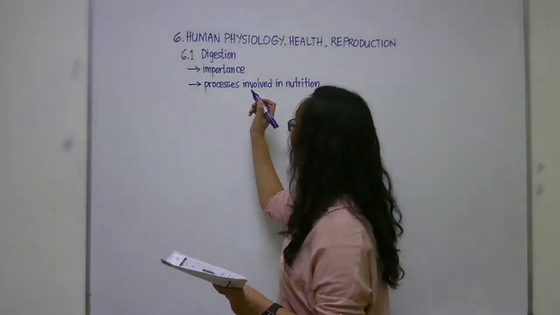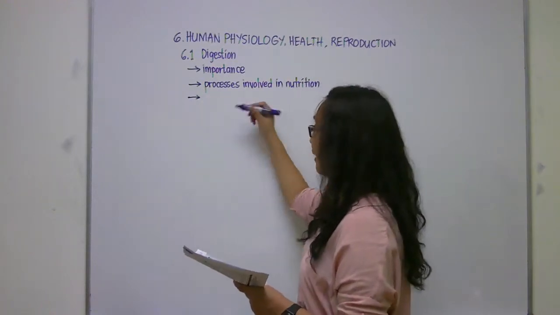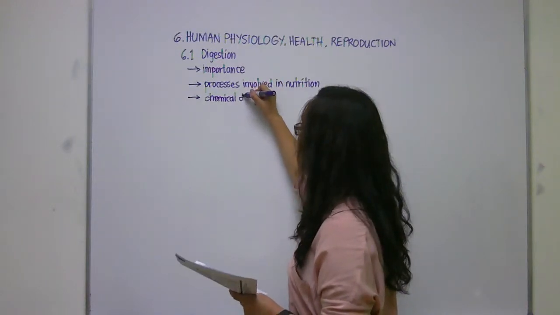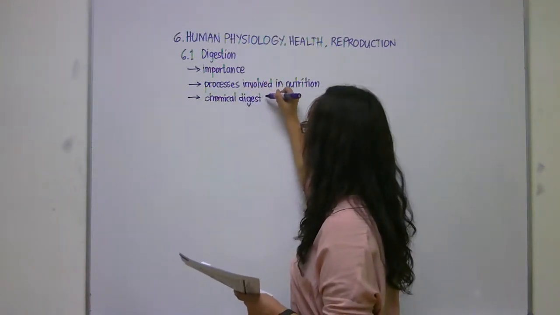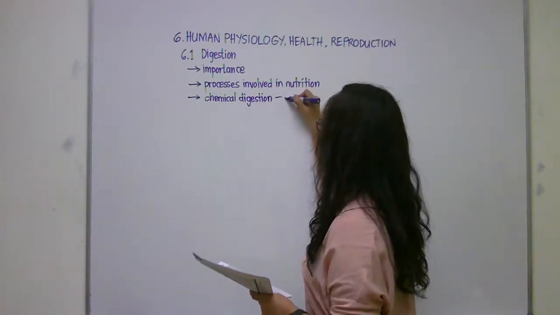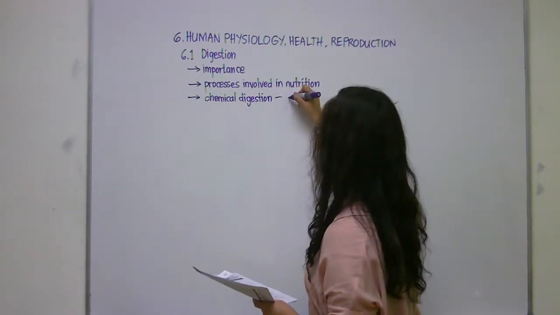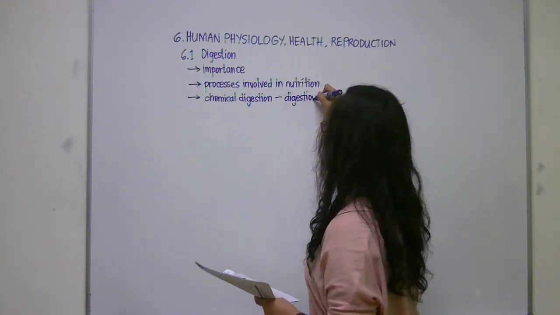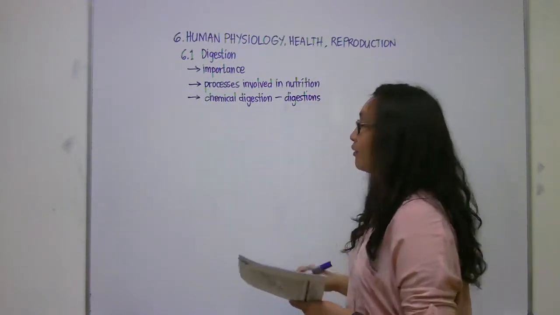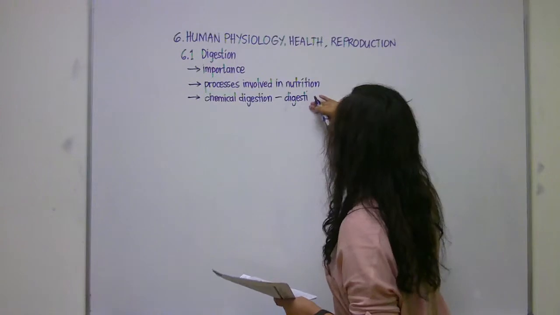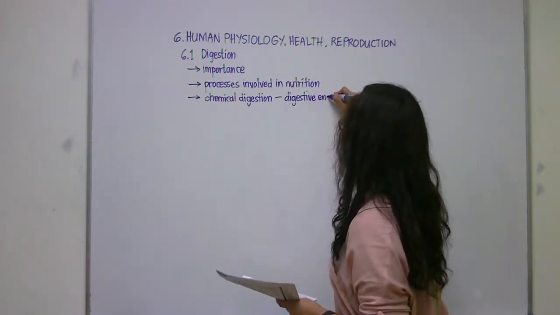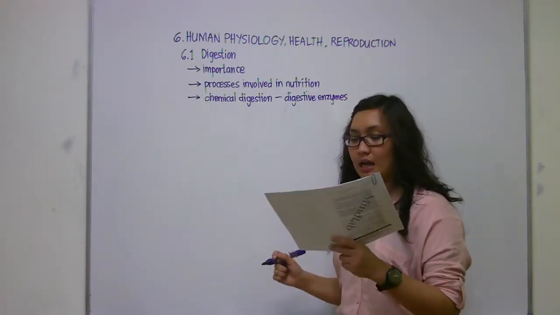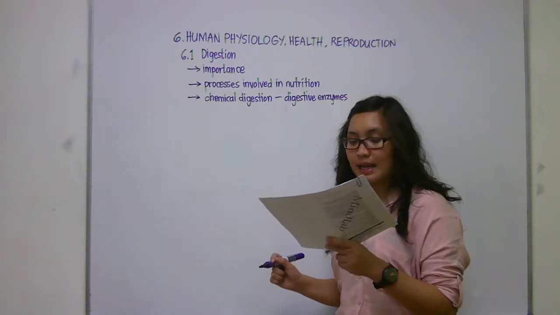One of the processes in nutrition involves chemical digestion. Under chemical digestion, we have to include as well the importance of enzymes, more specifically, digestive enzymes. For both SL and HL students, in the core part, they're only required to learn 3 digestive enzymes, namely amylase, protease, and lipase.